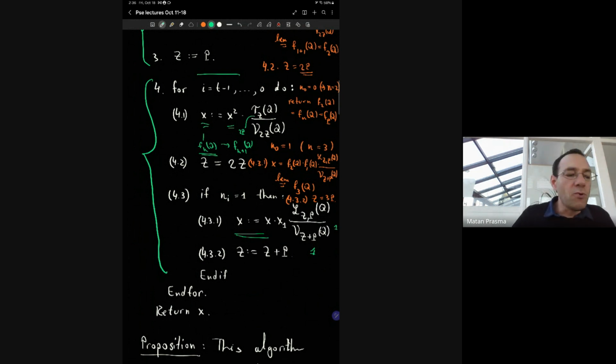But all we're doing here is we have this lemma that allows us to go from fk of q to fk plus 1 of q, and we just set the stage so that we do exactly n updates for x, from f1 of q up to fn of q. And the way to do it efficiently, you do the binary expansion. Of course, it's not the only way to do it. That's cool.